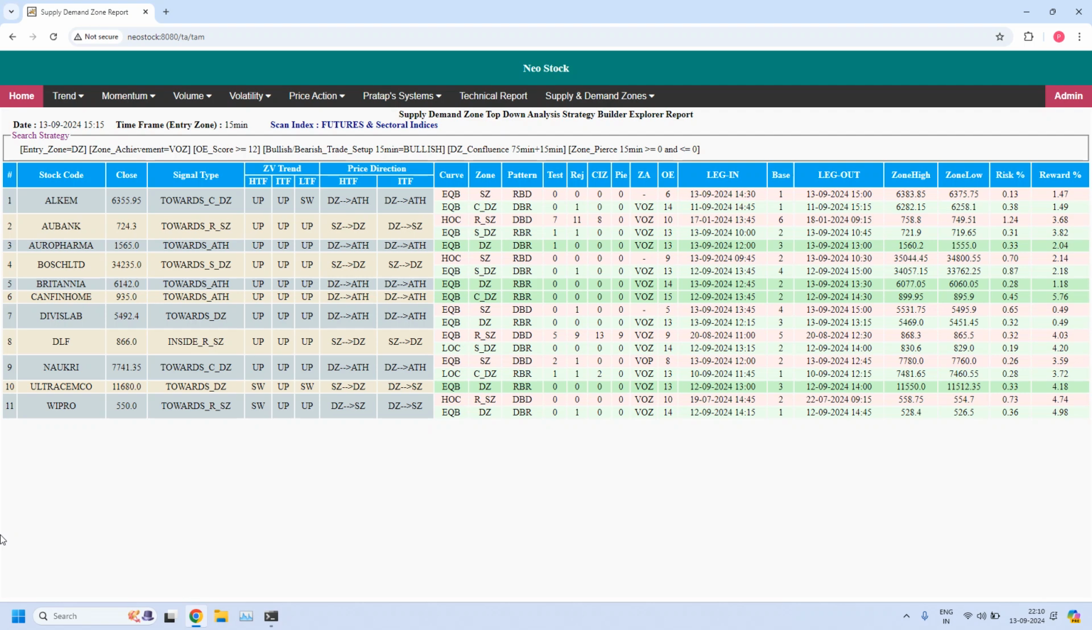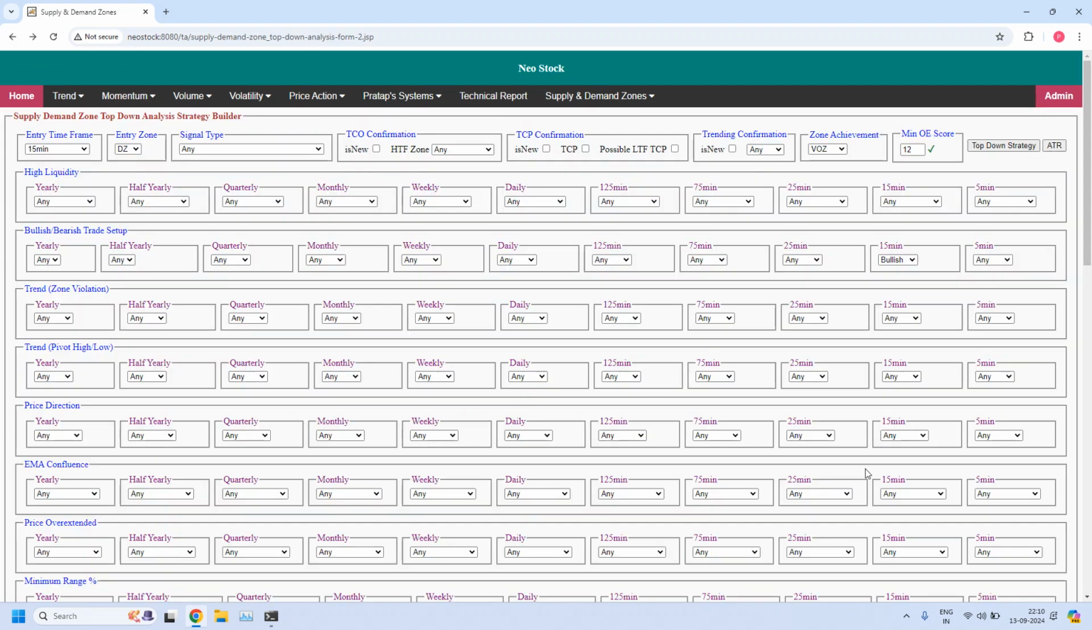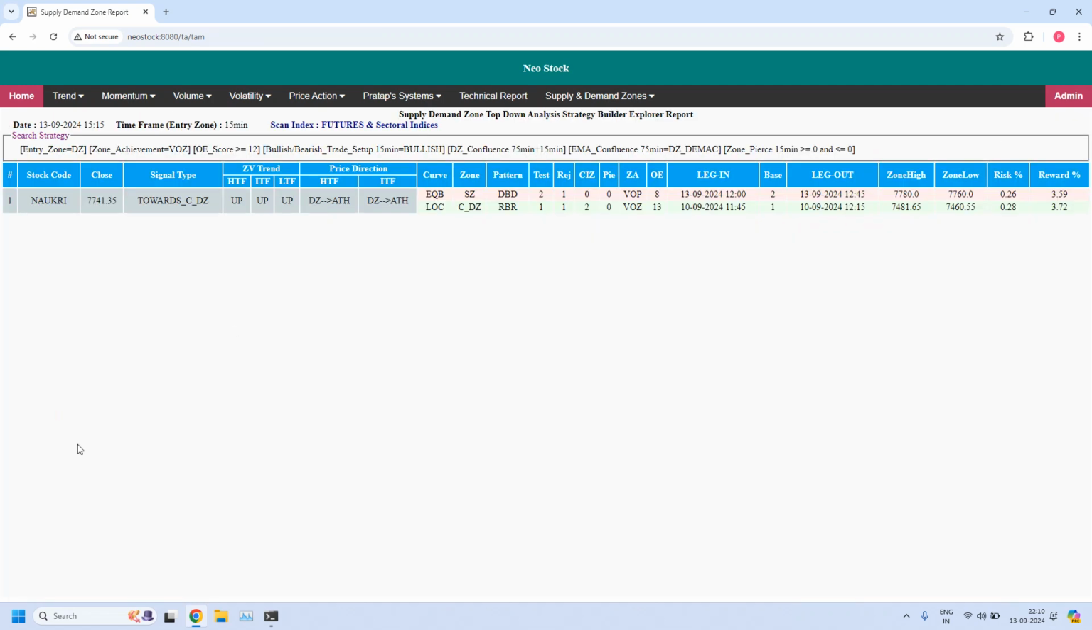If the 75 minutes demand zone is having a daily EMA confluence, it is a high probability trade setup. Let's verify. In the EMA confluence, 75 minutes demand zone with the daily EMA confluence. Only one stock is filtered. So this is a high probability trade setup stock.